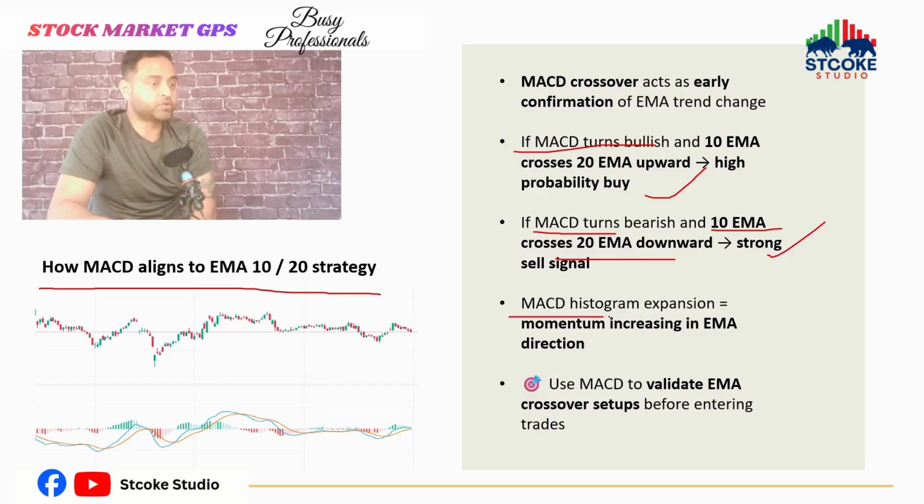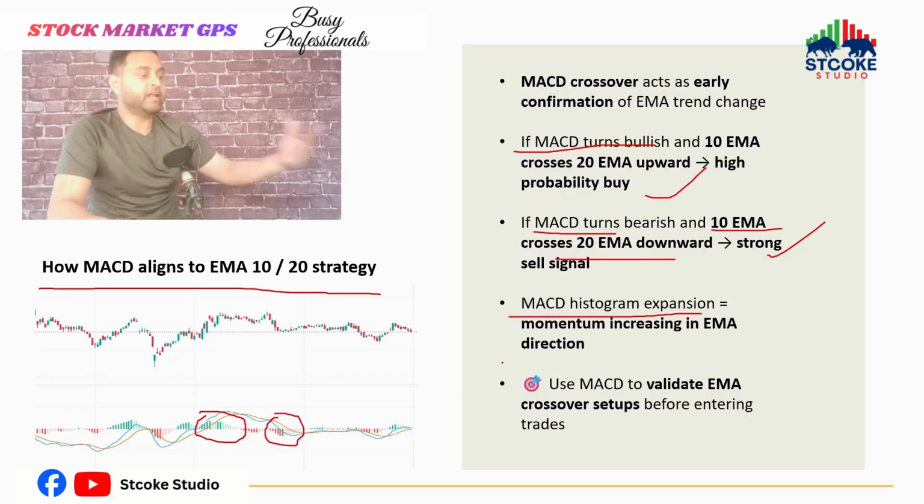And when the histogram is expanding, right? This histogram is expanding. Here you see there's a positive expansion. Here you see there is a negative expansion. An expanding histogram basically talks about momentum.